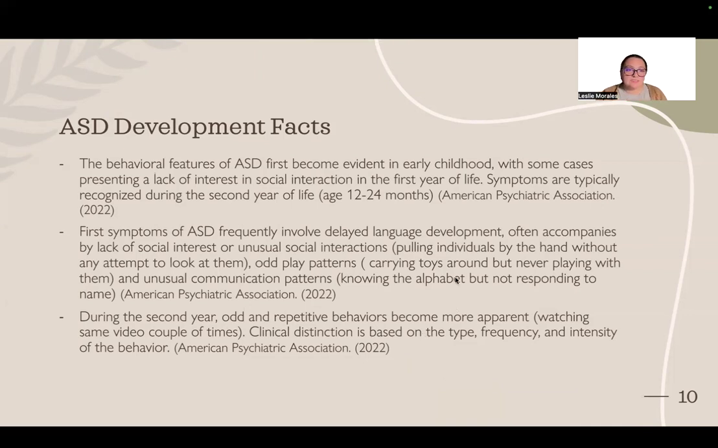Some other things that we see is a lack of social interest or unusual social interactions. So some examples of this is pulling individuals by the hand without any attempt to look at them, carrying toys around but never playing with them, and then unusual communication patterns such as knowing the alphabet but not responding to their own name. During the second year, repetitive behaviors become more apparent, like watching the same video a couple times. But as a clinician, we'll be able to distinguish the type, frequency, and intensity of the behavior to help diagnose an individual with ASD.